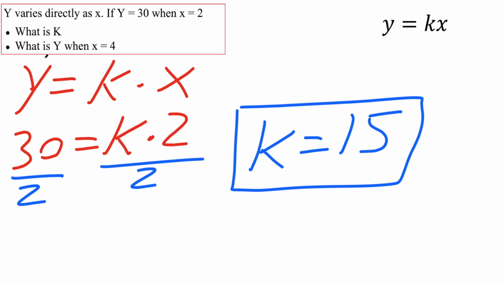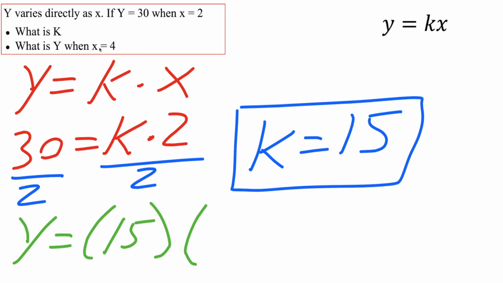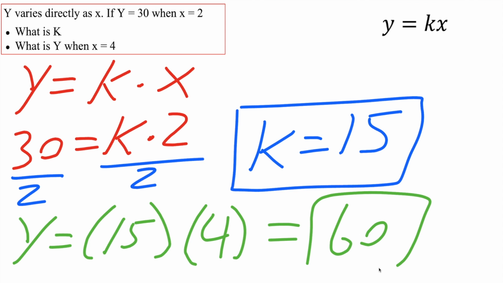Okay, the second problem says what is y when x is equal to 4? And now we know our k value. So we can say y is equal to k times x. K is 15. And our new x value says when x is equal to 4. So x is equal to 4. And we get 15 times 4, we get 60. So the y value would be 60.